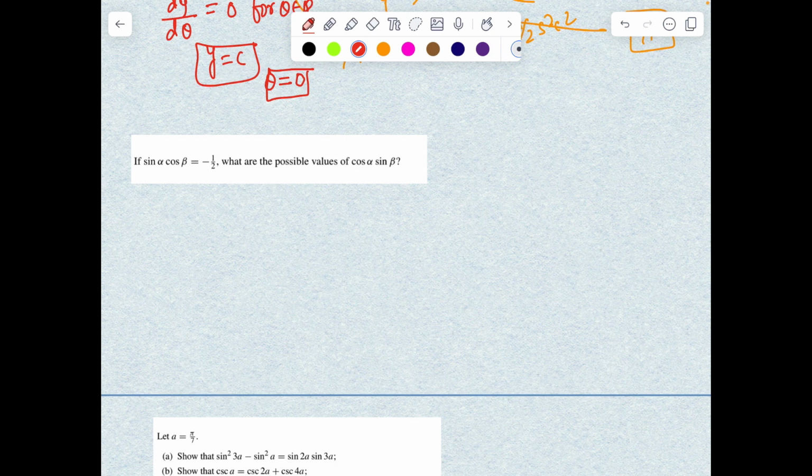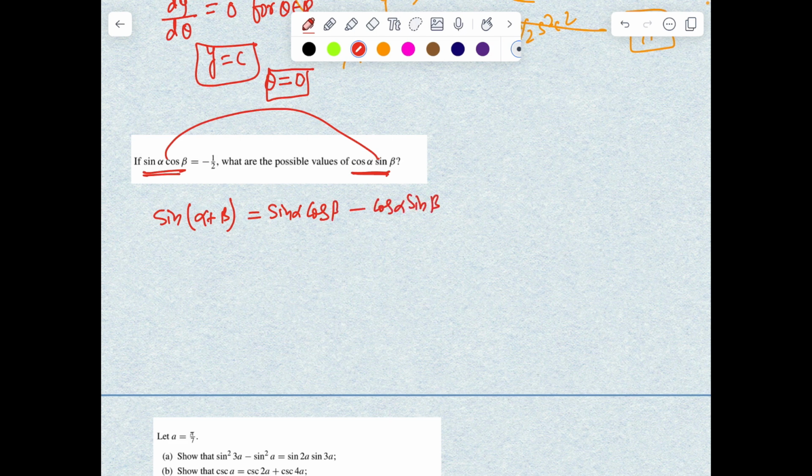So here again the thought process is, sin alpha cos beta is given and we need to connect with cos alpha sin beta. So sin a cos b, cos a sin b gives a feeling, so I can relate this with the formula sin alpha plus beta. So that's quite natural way of invoking this formula. So sin alpha cos beta minus cos alpha sin beta. And now we know this quantity is given to be half.